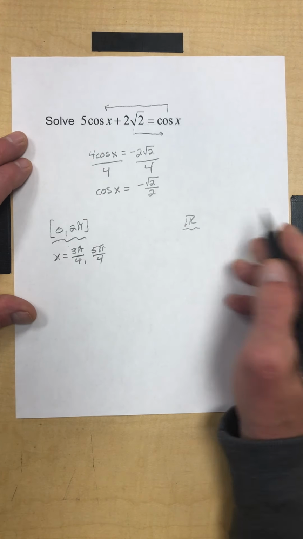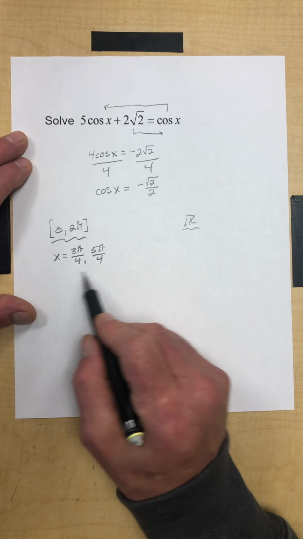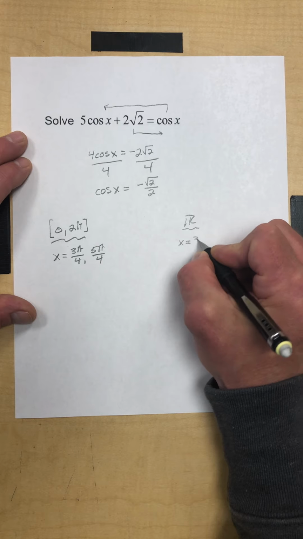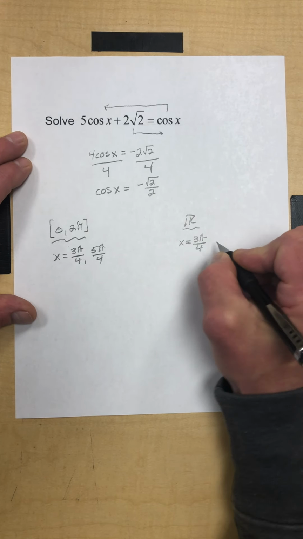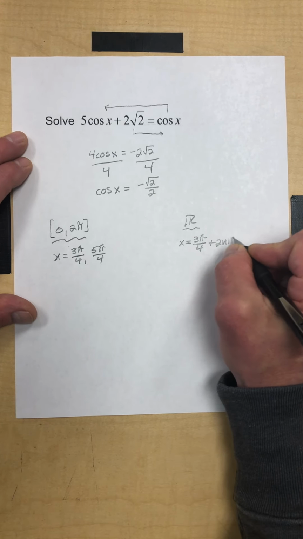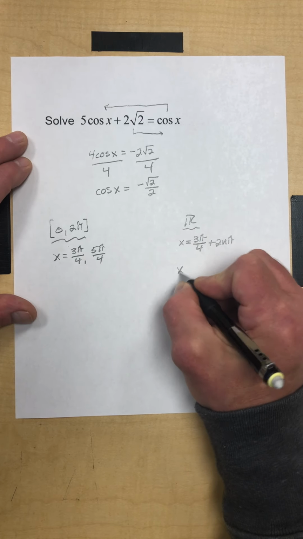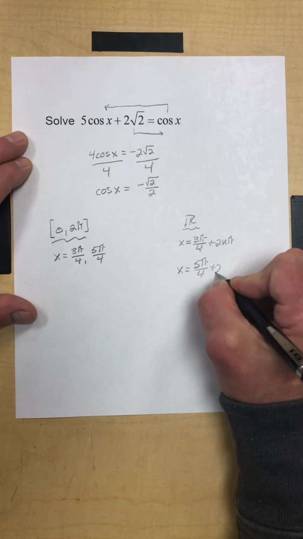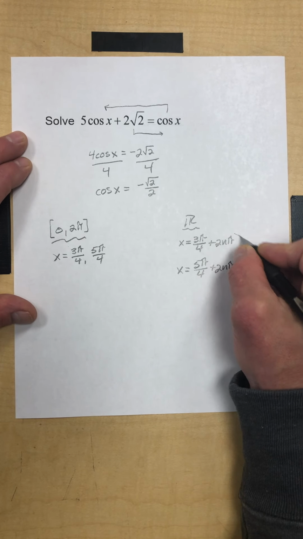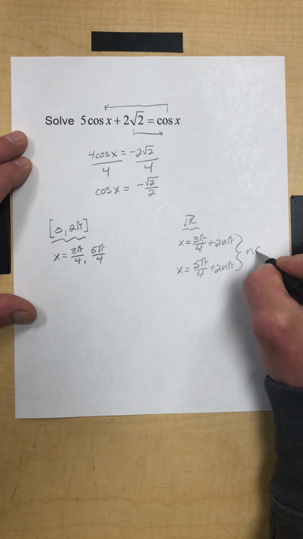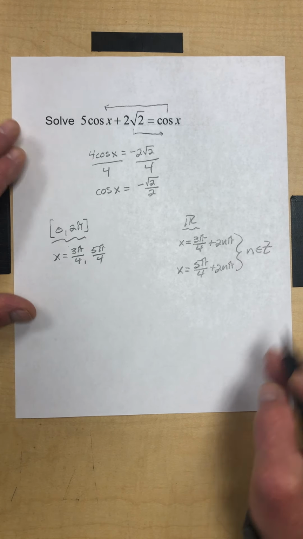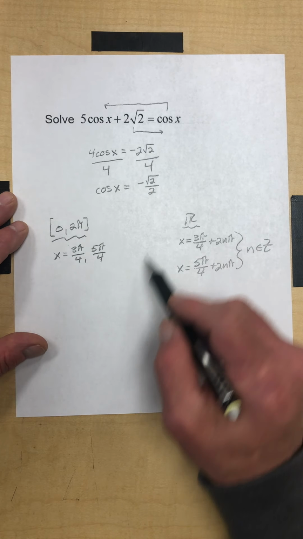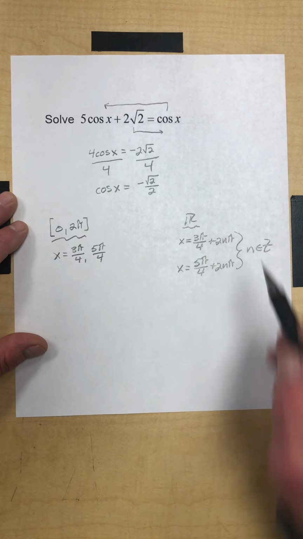Okay, so again, on the set of all real numbers, all I have to do is keep adding even multiples of pi there. Okay, so x equals 3 pi over 4 plus 2n pi, or x equals 5 pi over 4 plus 2n pi. Okay, where n is an integer. And again, letting it be an integer rather than a natural number allows us to rotate counterclockwise or clockwise.